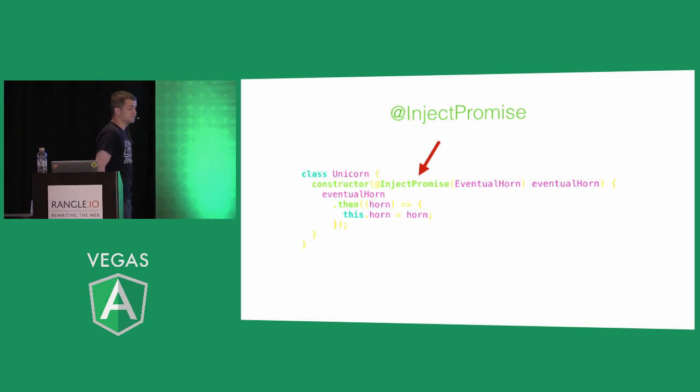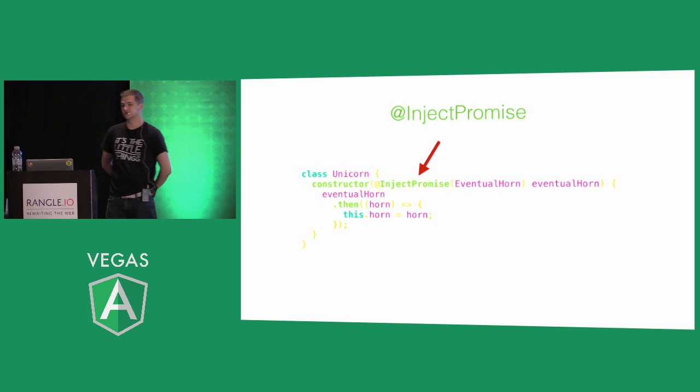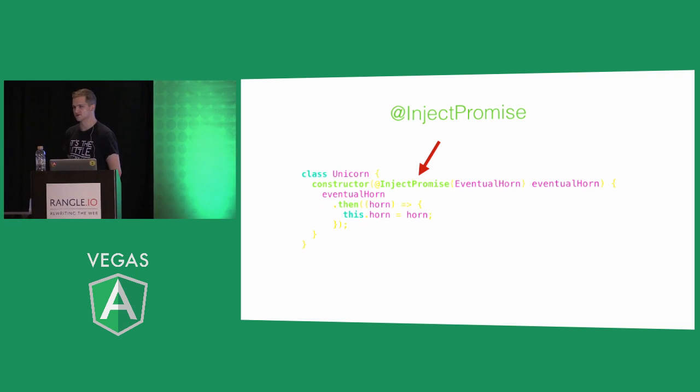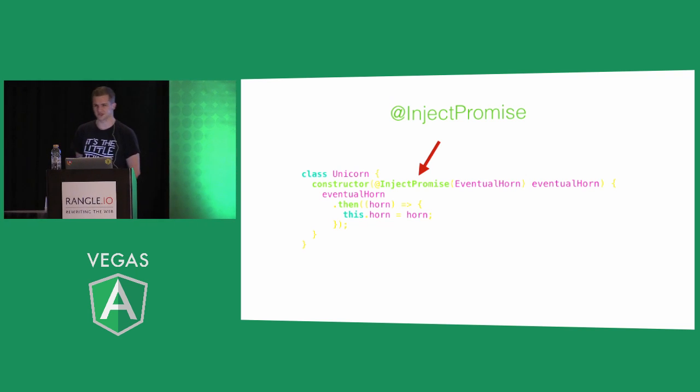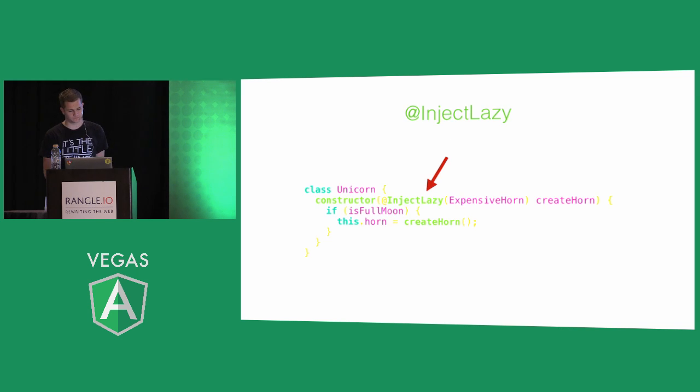Inject promise. So if you use injector.get, you have to use async inject promise. Injector.get resolves the promises synchronously, and then you're going to be waiting around for the promise. So here we have a horn that's going to exist sometime in the future. It's an eventual horn, and we set it once that asynchronous factory resolves.